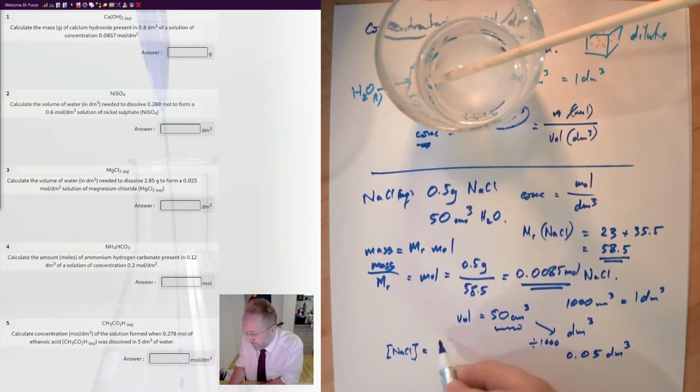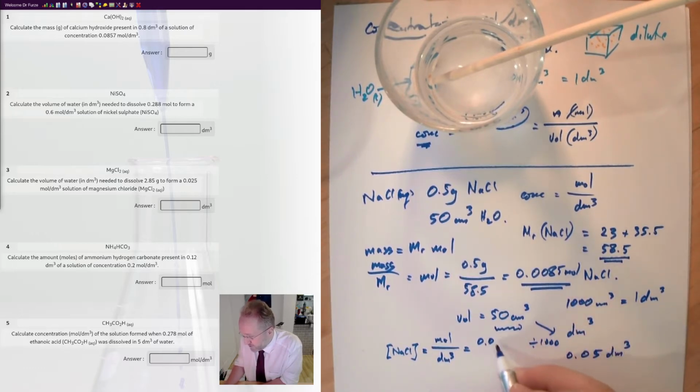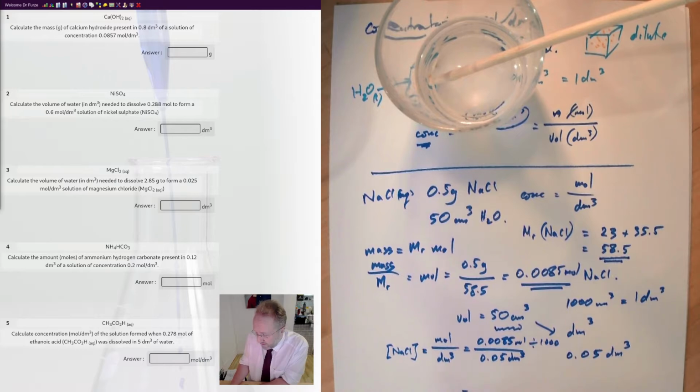So the concentration of NaCl, square brackets is one way to represent concentration, that is going to be equal to moles divided by decimeters cubed, or volume. So we've got the moles was 0.0085 moles divided by the volume, which is 0.05 decimeters cubed. So that will work out at 0.17, sorry, correct units, moles per decimeter cubed.